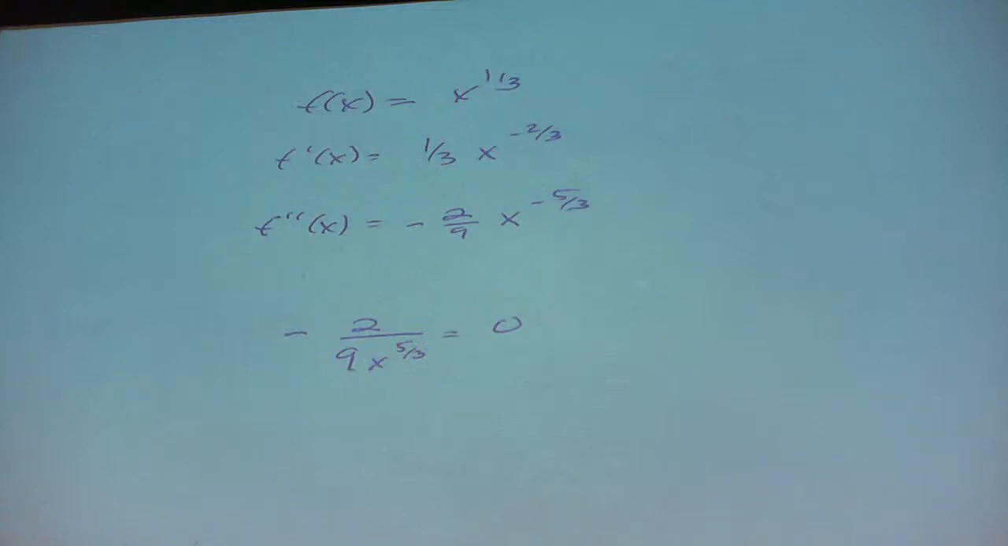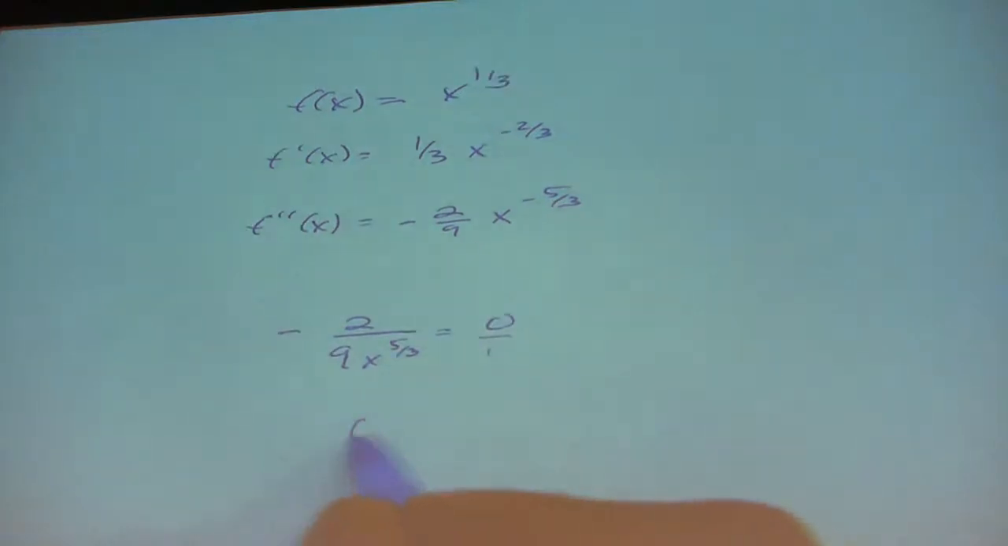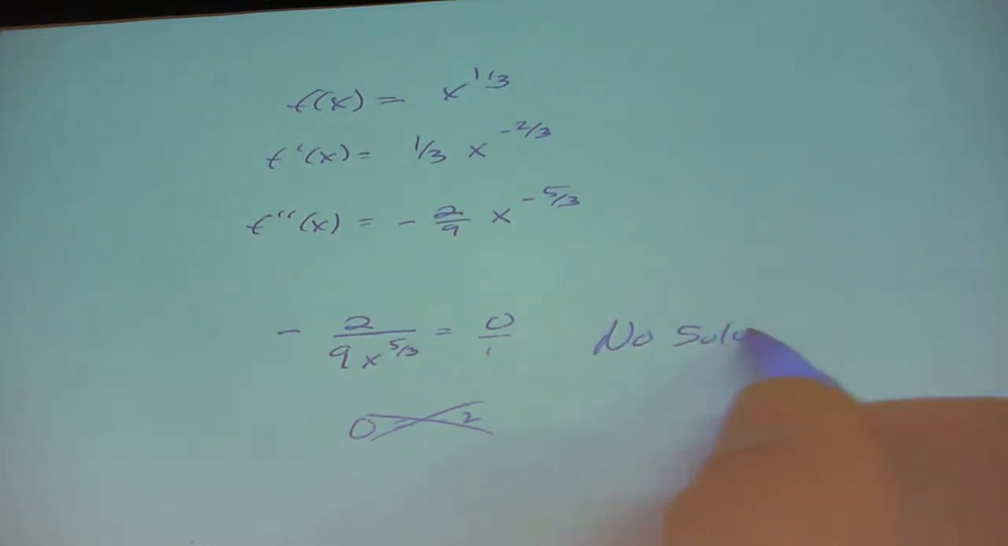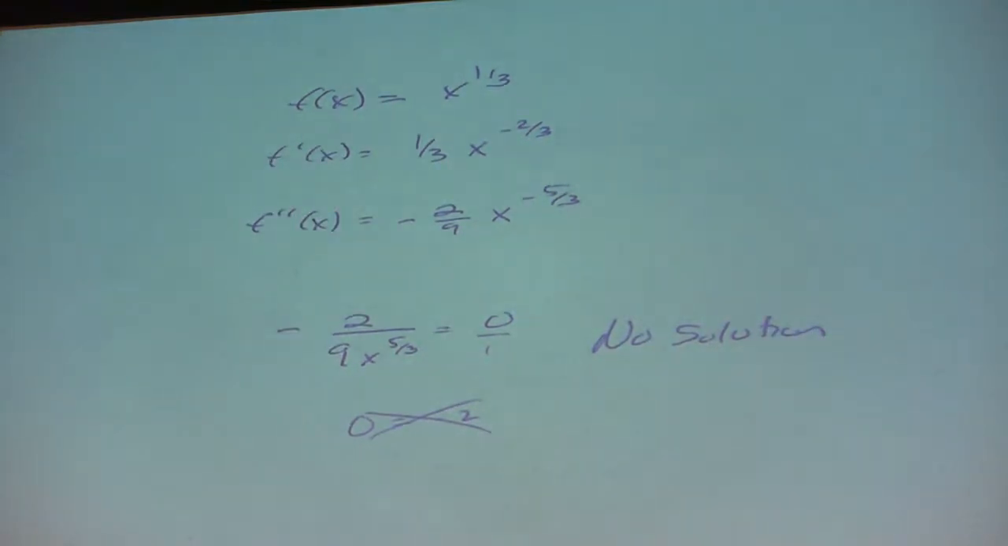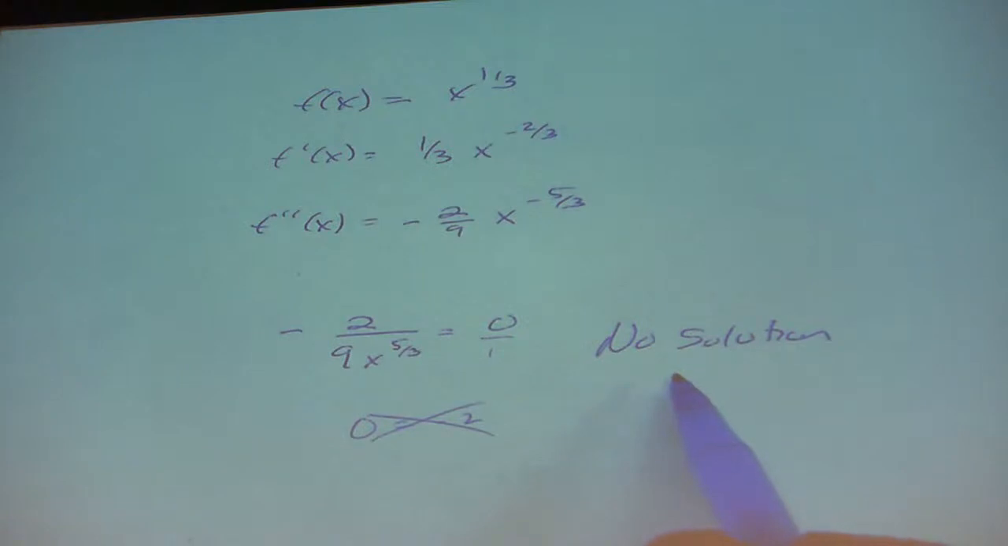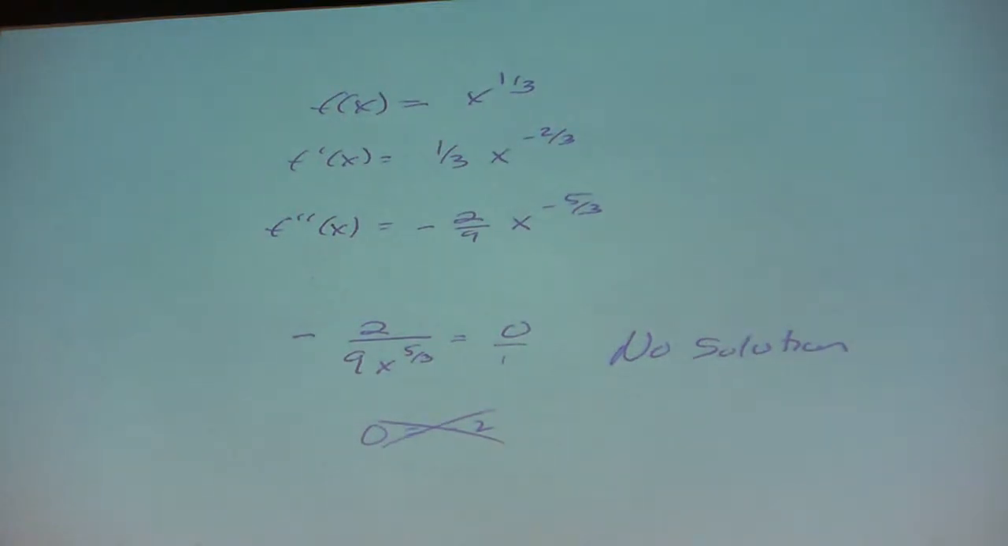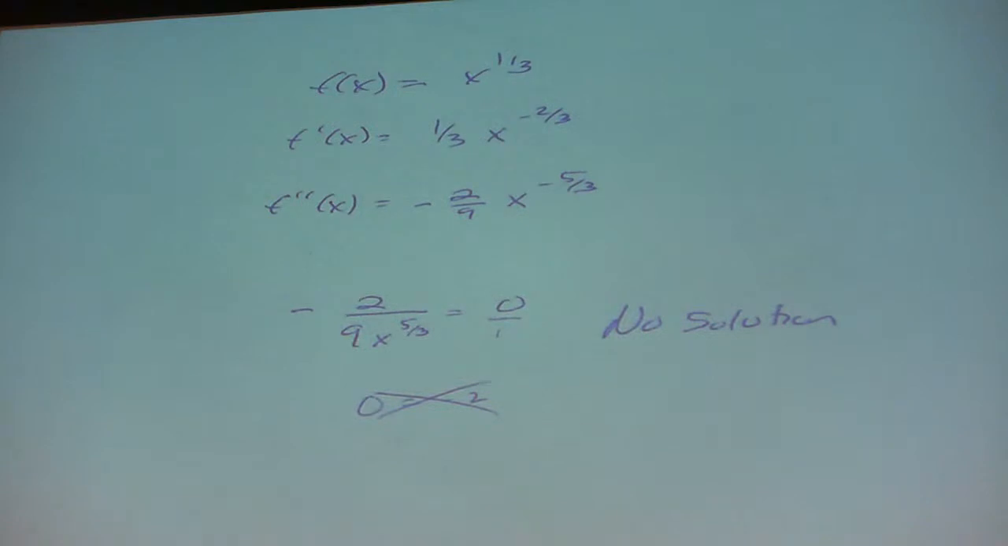Now in this case, when I try to solve, let's say I do 0/1, and I cross multiply, we get 9x to the 5/3 times 0, which is 0. X is gone. 0 doesn't equal negative 2. That's not true. There is no solution. So the inflection point could be where we take the second derivative set equal to 0, or where the second derivative is undefined. So basically, there's no solution here. So let's go look at the graph and see what we have.